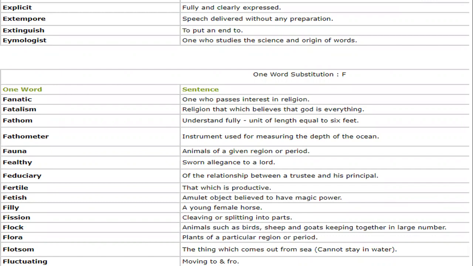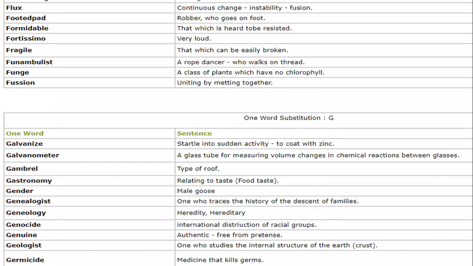Filly, a young female horse. Fission, cleaving or splitting into parts. Flock, animals such as birds, sheep, and goats keeping together in large numbers. Flora, plants of a particular region or period. Flotsam, that which floats on the sea. Fluctuating, moving to and fro. Flux, that is, conditions changing.